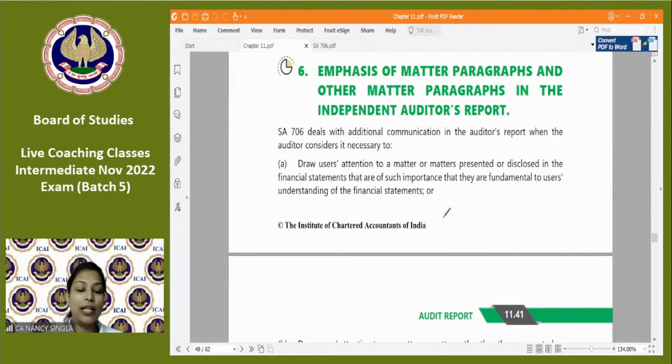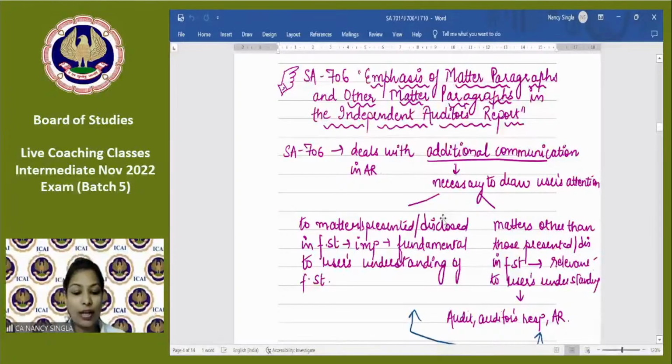Okay? So now I'll be starting with SA 706. The way you all have cooperated with me in discussing SA 701, please do the same while you are understanding SA 706. I'll follow the same pattern: I'll first explain in detail what SA 706 is all about, then we will go through this summary, then the module, and then your queries.